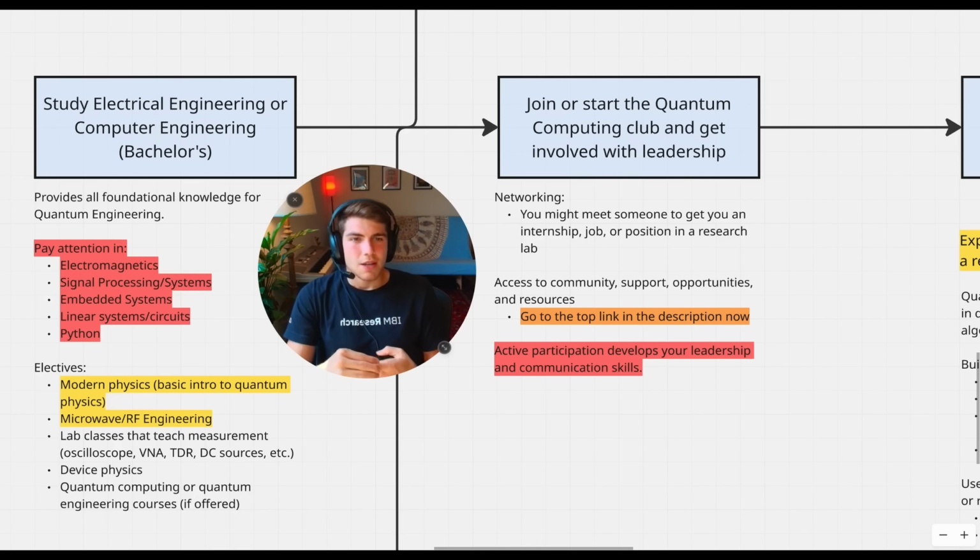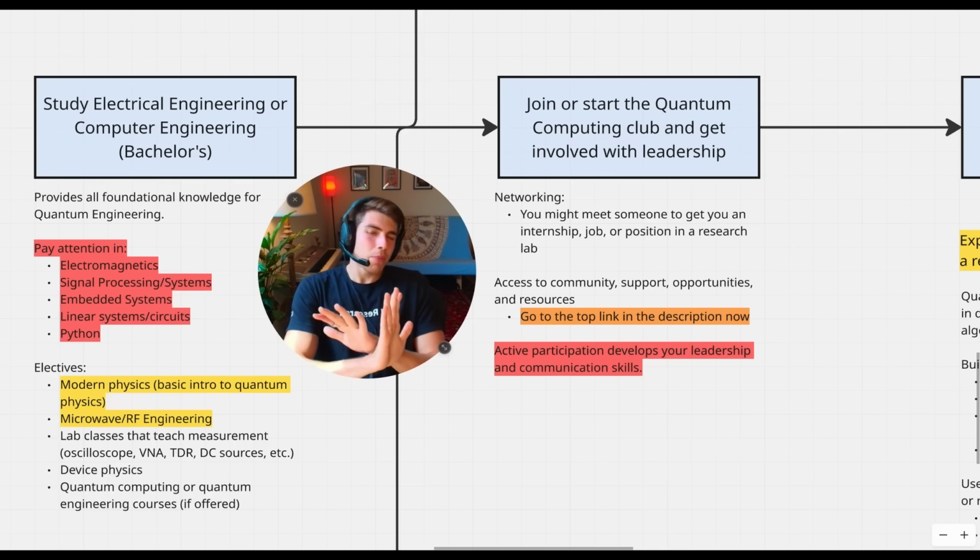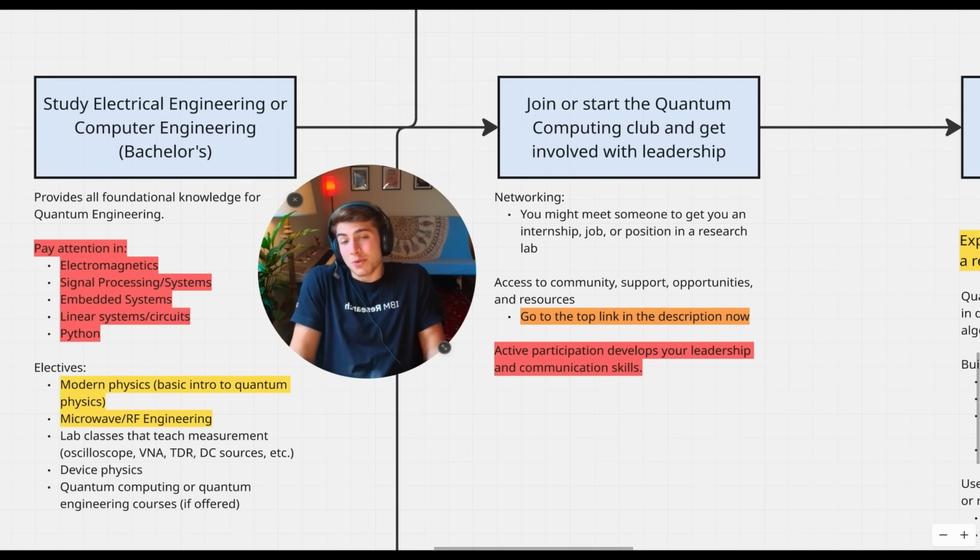Because here's what this gives you: a network of people that you can meet, and those people help you get an internship, might help you get a position in a research lab, might help you get your future job. But they also give you access to a community of people that can help motivate you, keep you accountable, support you, and offer you opportunities and resources. That's the biggest thing that a club and a community offers. When I was at university, there wasn't a quantum computing club, but I started it. And honestly, it's probably one of the most fulfilling experiences that I've had.